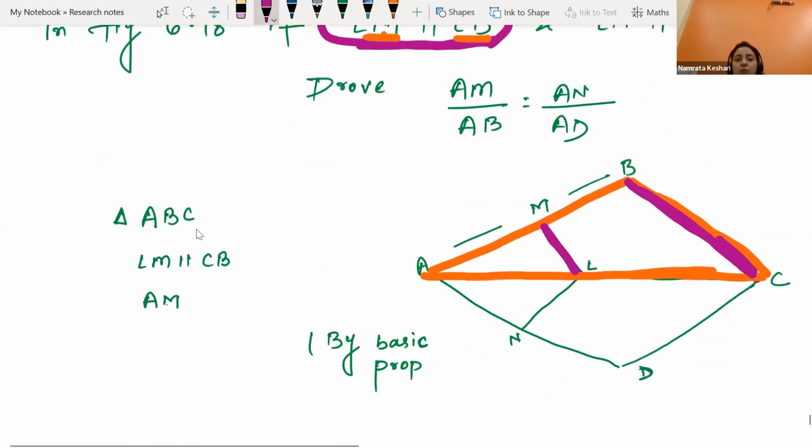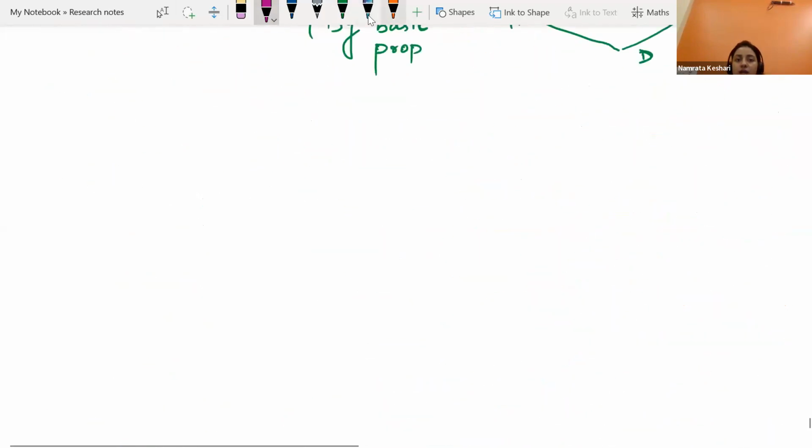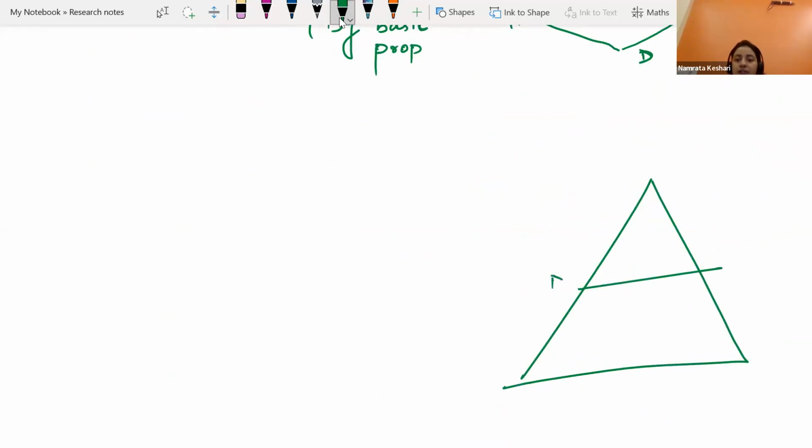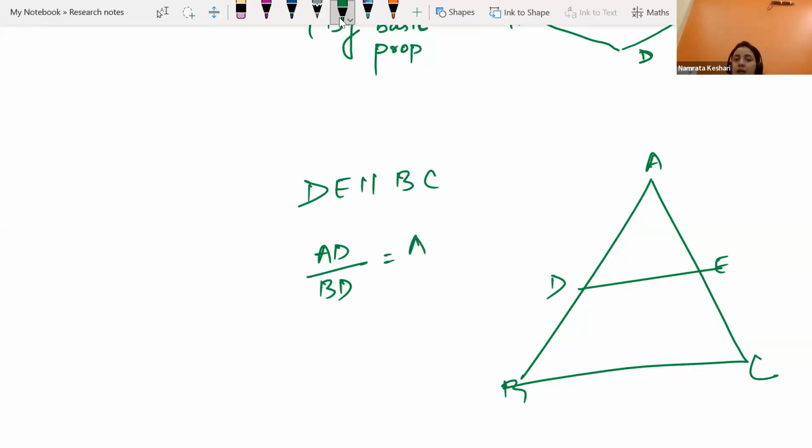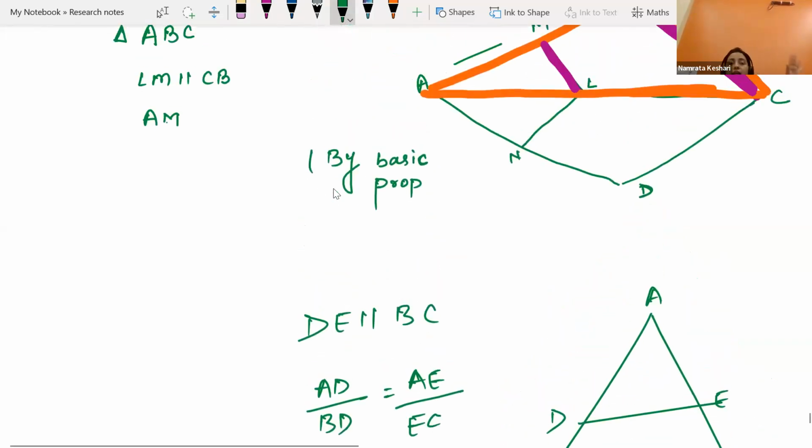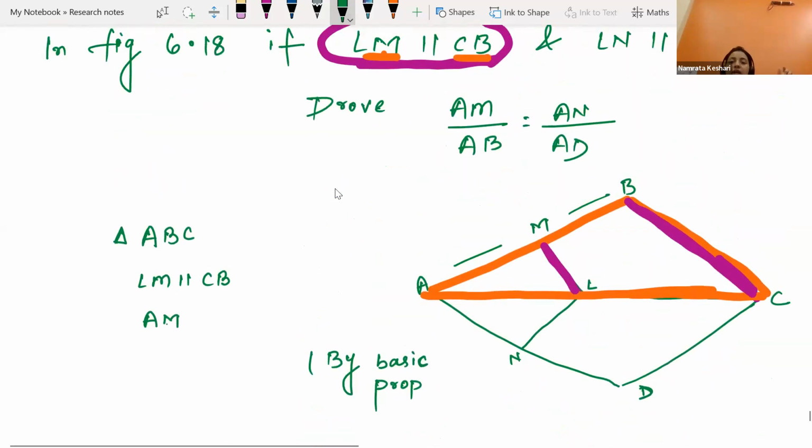No, let me show you. Basic proportionality theorem का मतलब यही होता है कि हमारे पास अगर एक ट्रायंगल ABC है और ये साइड DE है, तो basic proportionality theorem says that if DE is parallel to BC, then AD by BD, ये जो रेशियो होगा इस साइड्स का, ये दूसरी साइड्स के रेशियो के बराबर है. The ratio in which the side is getting divided, both the ratios will be same. So AM by MB.